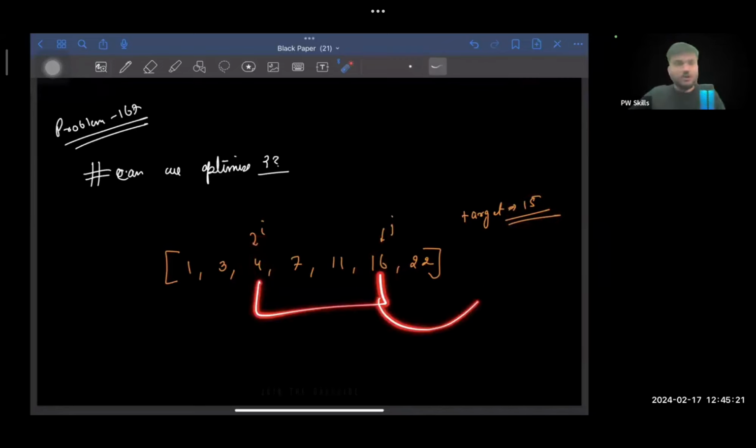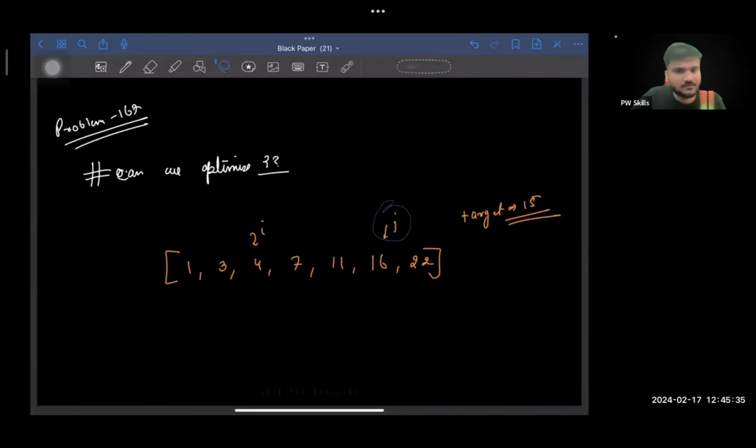Here 4 plus 16 is 20. I need to reduce the sum to actually make it close to 15. Can I say that? Now, how can I reduce the sum? I can very easily reduce the sum by moving j to the left. Or by maybe moving i to the left. So one intuition we are definitely getting is that putting 2 pointers can actually help us. So let's start thinking in that direction.